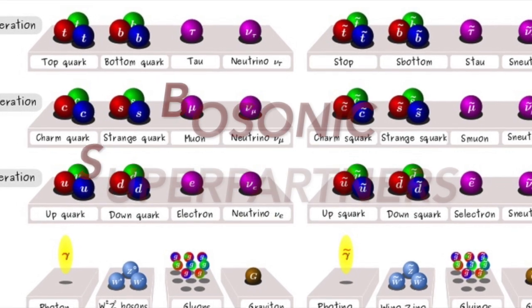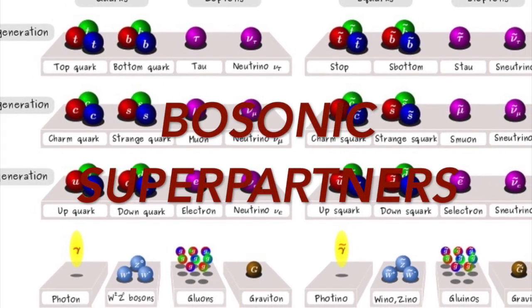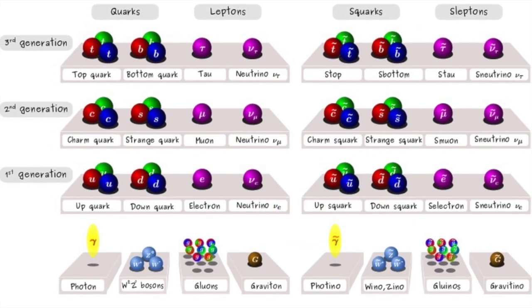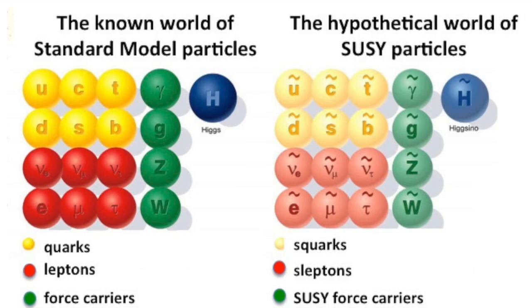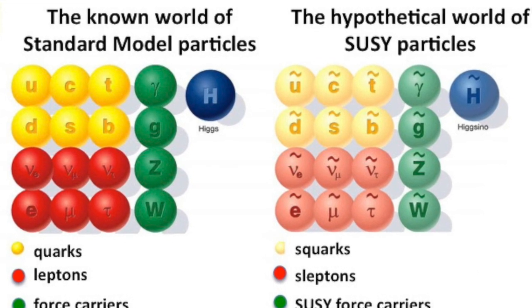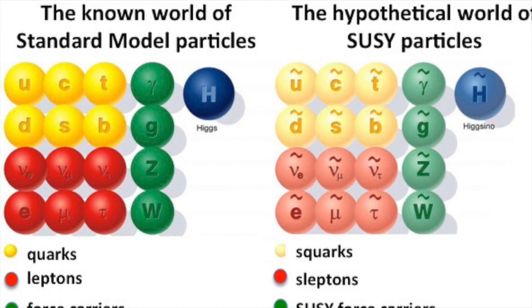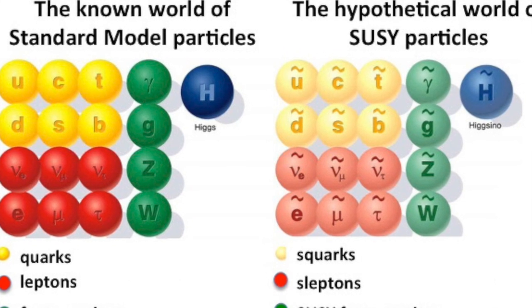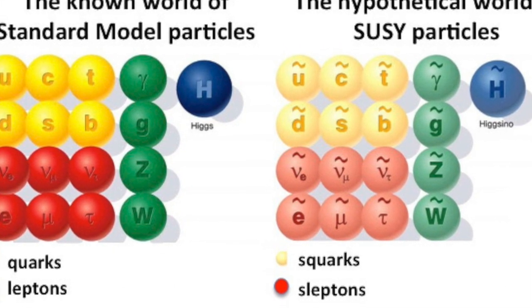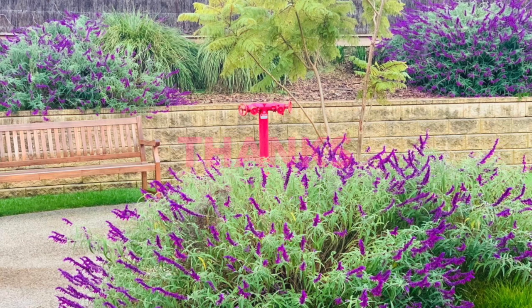The last one is bosonic superpartners. Under the theory of supersymmetry, every fermion would have an undetected bosonic counterpart. Since there are 12 fundamental fermions, if supersymmetry is true, there are another 12 fundamental bosons that have not been detected yet due to their higher instability. They decayed into other forms.